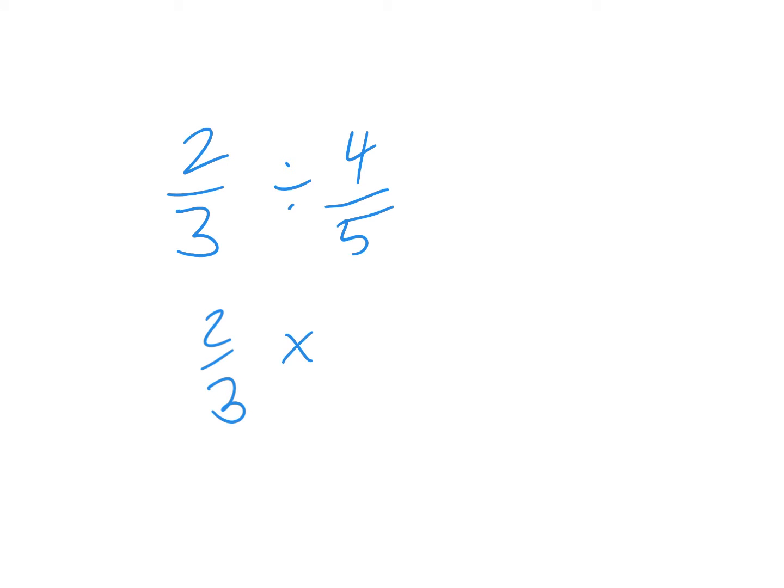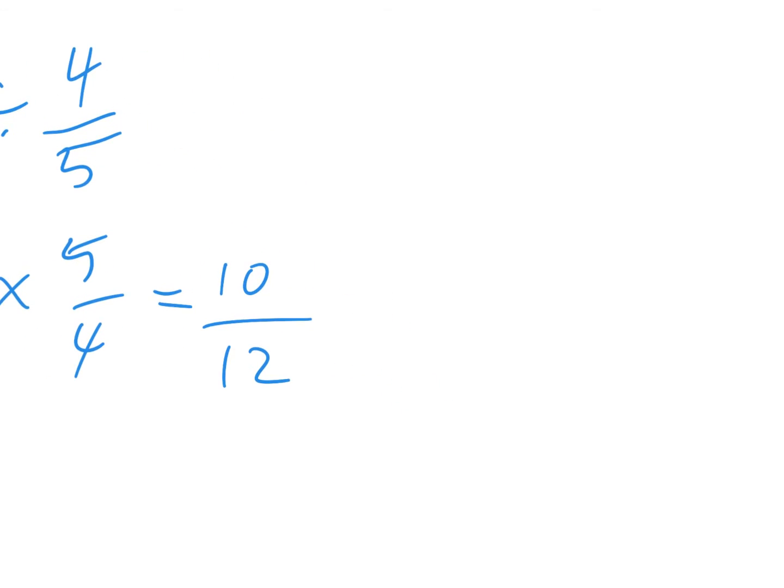2/3 times, what should I change it to? 5/4. You are correct. You flip that second one and we get 10/12. Can I leave it that way? Nope. If you can factor it, you should. 6 times 2. No, wait, that's not 10. 5 times 2. And 6 times 2. Cancels. 5, 6.